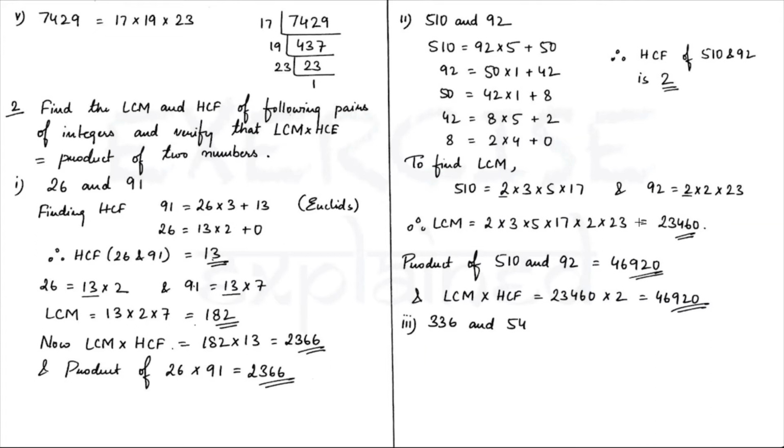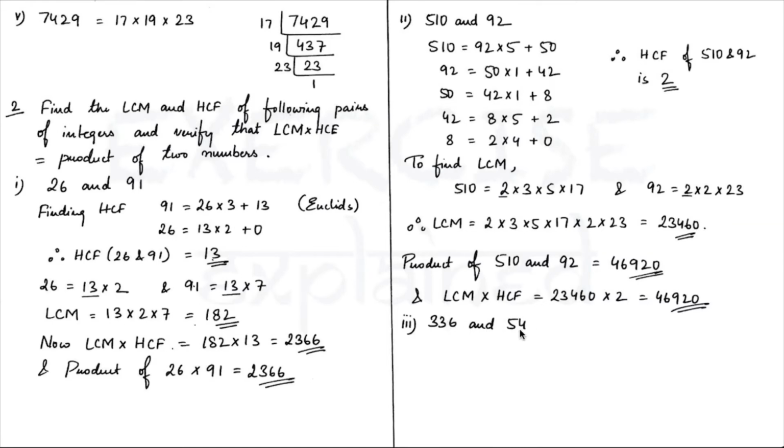Now what I need to do is the product of 510 and 92, that happens to be 46,920. LCM into HCF, when I multiply, it happens to be 23,460 into 2, which again gives me 46,920.